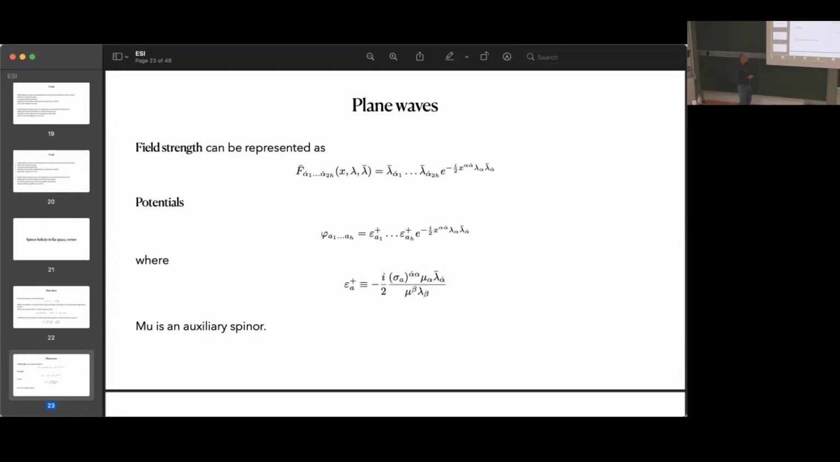As it's an auxiliary spinor, one may wonder what happens if we take another one. What happens is that you just perform a gauge transformation. So you're free to choose any of them. And usually in computations, one chooses these mu's in a way that simplifies the computations, and there is some systematics for how to do that.